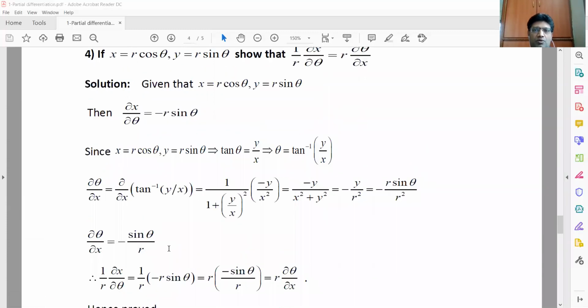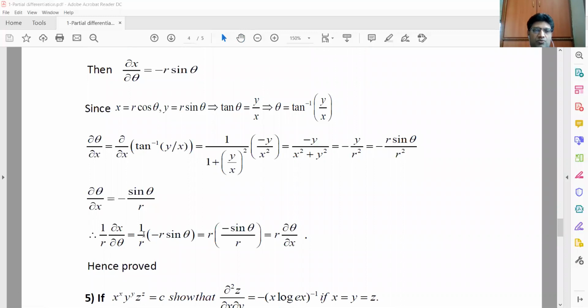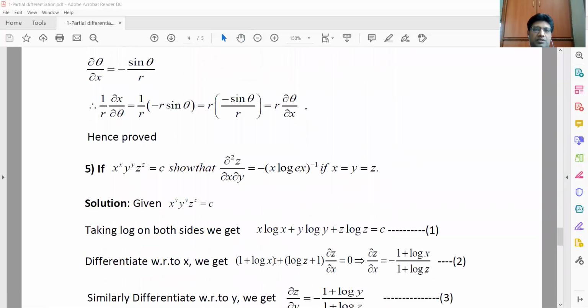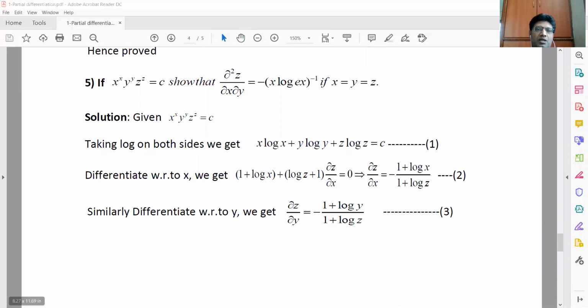Therefore, 1 by r ∂x/∂theta equals 1 by r times ∂x/∂theta, which is this one, minus r sin theta. So that r we wrote outside, minus sin theta by r. What is minus sin theta by r? Just now we got ∂theta/∂x. So that is 7.